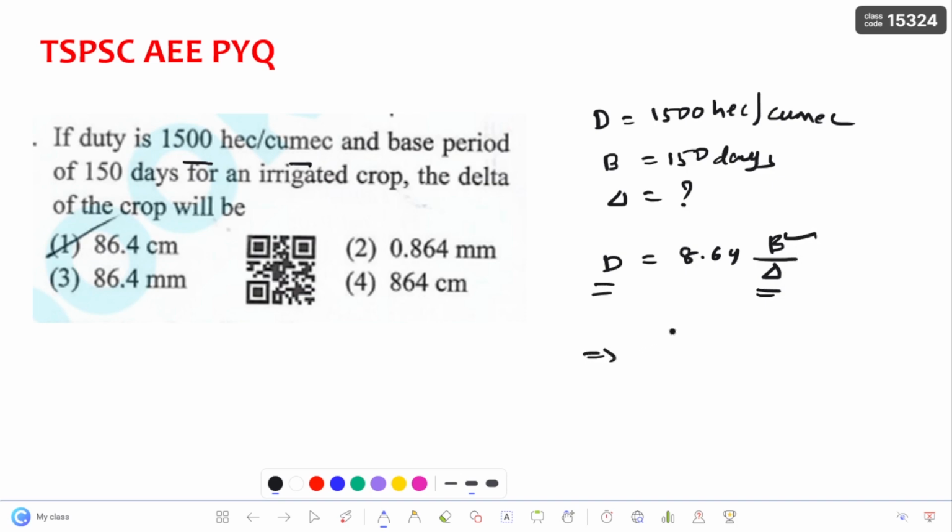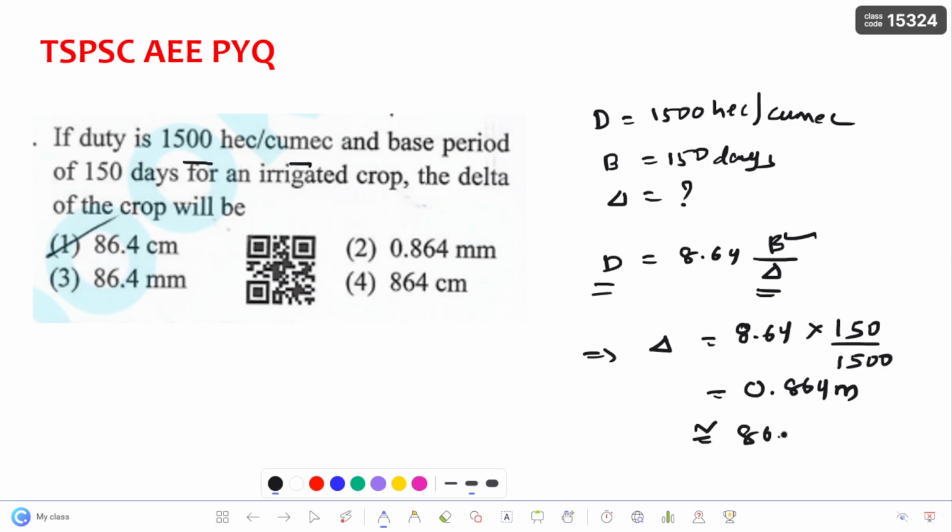Now let us find delta, which is equal to 8.64 into 150 by 1500. You will get this as 0.864 meters, which is nothing but 86.4 centimeters. It is given in the first option directly.